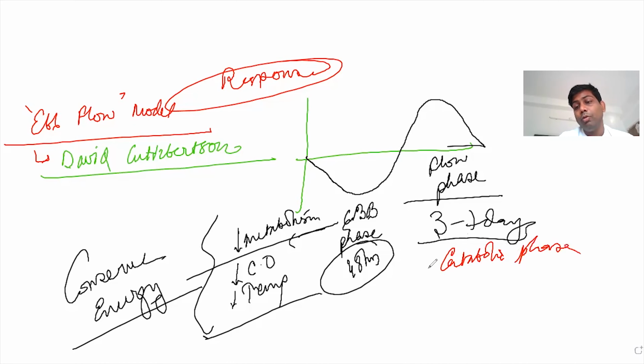Flow phase is basically a catabolic phase. Now, what happens in the flow phase? What do you mean by catabolism? Now the breakdown will start. Breakdown of what will start? There will be increased metabolism. So there will be hypermetabolism.